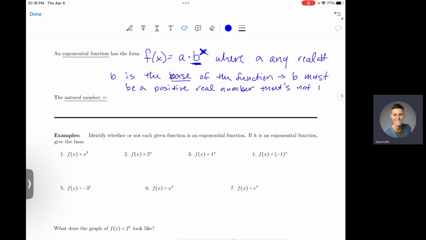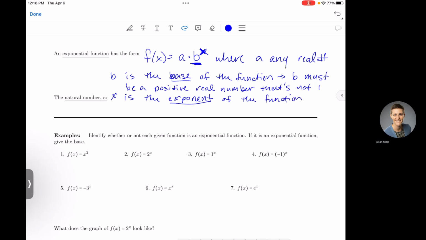And then x is the exponent of the function. Notice that the exponent of this function is where your variable is. That's what makes an exponential function: your variable is in the exponent. We're not going to bother with the natural number e in this video. We'll do that in class, but for now, this is what an exponential function looks like.